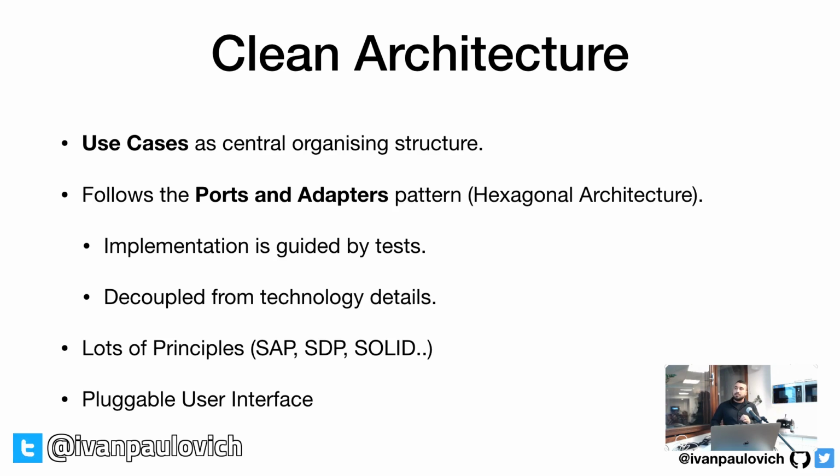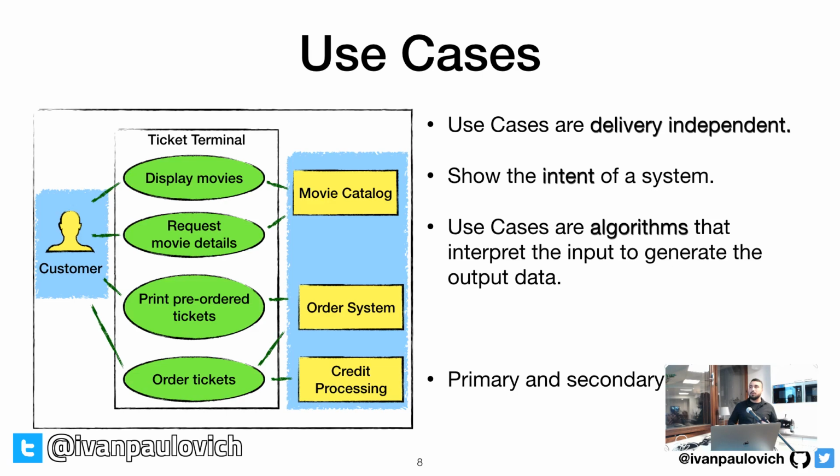Of course, the subject here is not simple. It's very dense. There are lots of principles to achieve a clean architecture: stable abstraction principles, stable dependencies principles, SOLID principles, and many others. And clean architecture puts an effort on decoupling the user interface. All these tools we are going to discuss here, and the first one is about use cases.